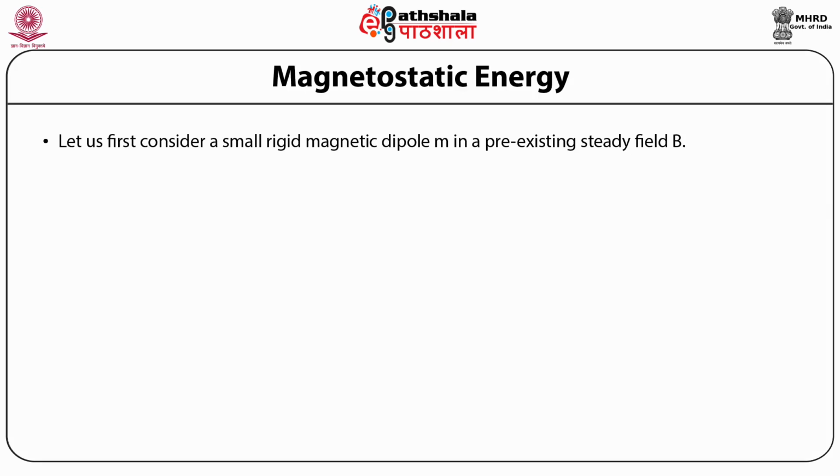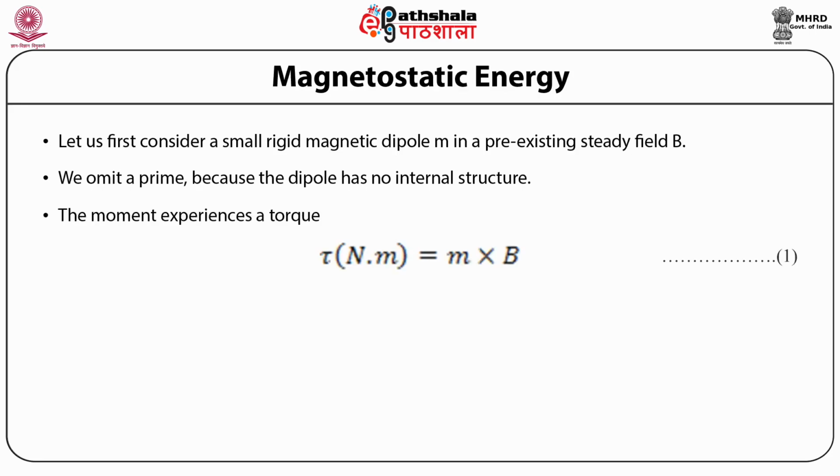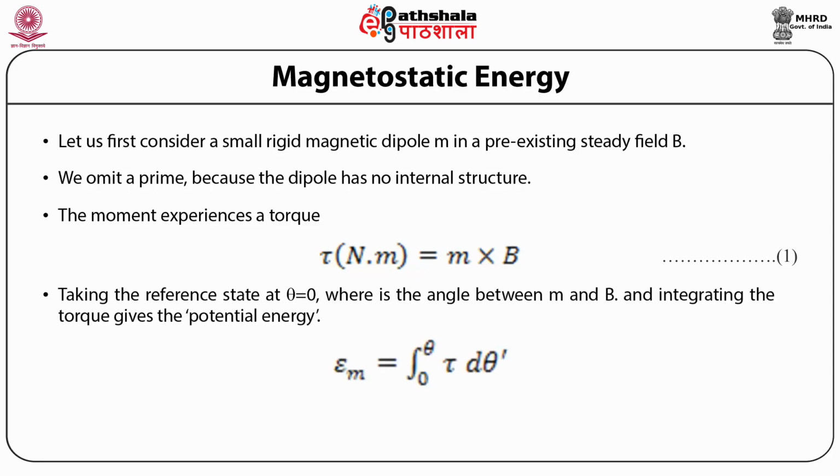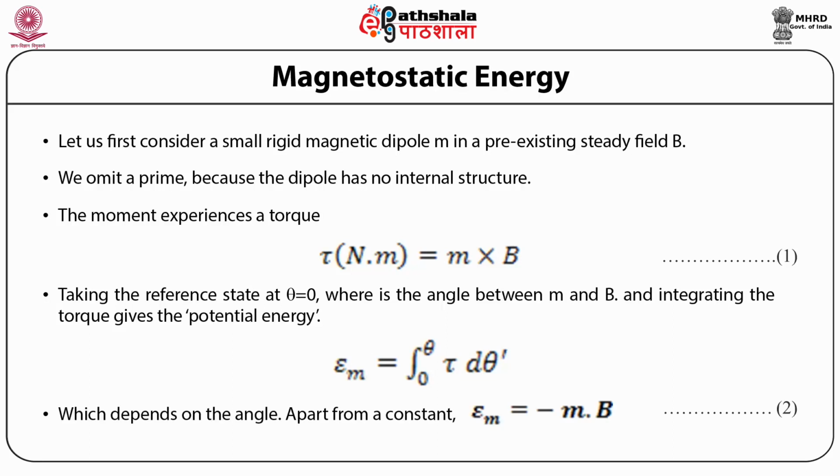Let us first consider a small rigid magnetic dipole m in a pre-existing steady field B. We omit a prime because the dipole has no internal structure. The moment experiences a torque tau, which is a function of B and m, tau equals m cross B. Taking the reference state at theta equal to 0, where theta is the angle between m and B, and integrating the torque gives the potential energy epsilon m equal to the integral from 0 to theta of tau d theta prime, which depends on the angle. Apart from a constant, epsilon m is equal to minus m dot B.